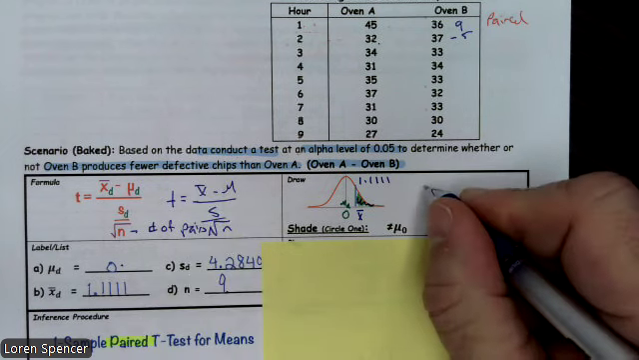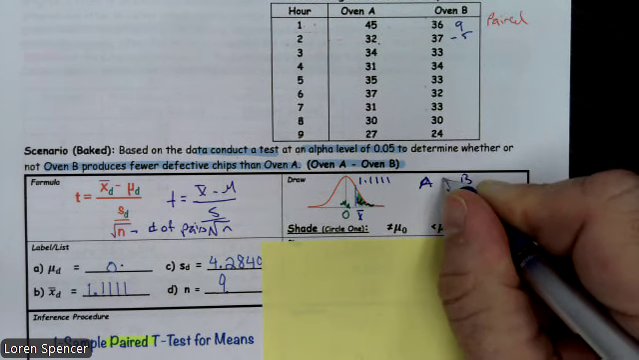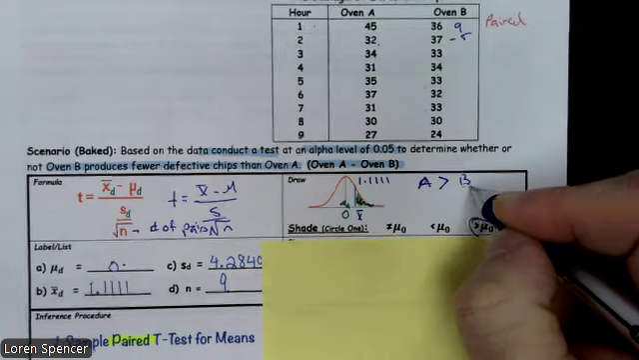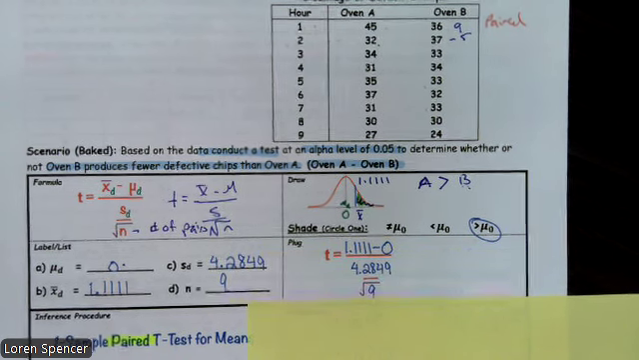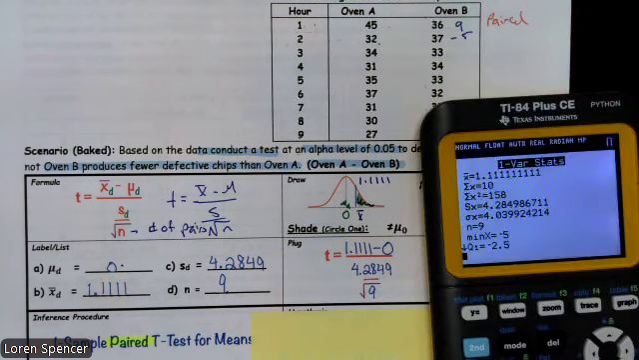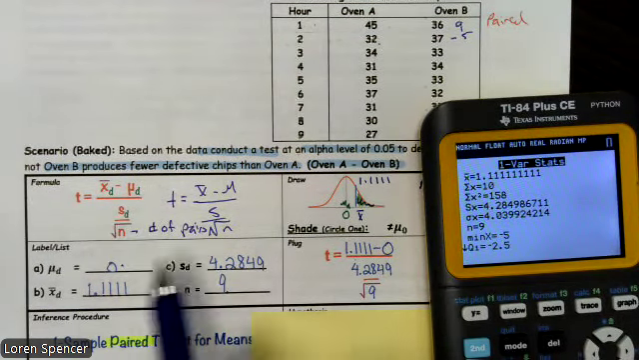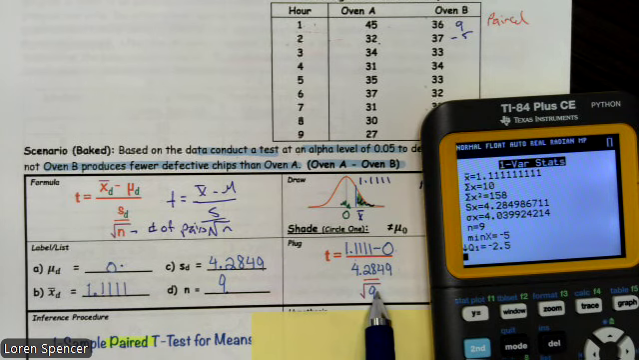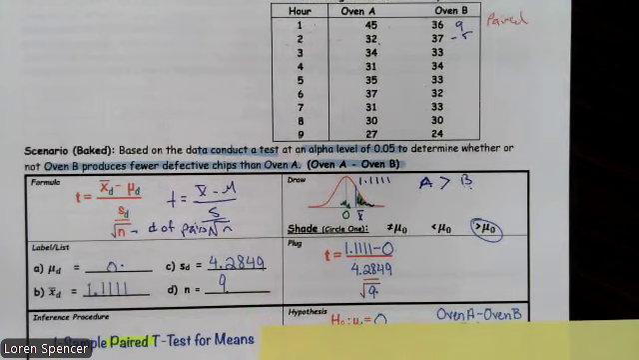So if I'm going to write oven A, I'm going to write A and B, and they're saying, hey, we expect A to have more than B, B to have fewer. It's like, oh, that's less than. That's where that came from. So now I need to plug in. Well, there's my sample mean, my x bar being plugged in for the 1.111. There's my population mean. Here's my sample standard deviation. And n equals 9 is my number of pairs. Well, the claim is that it equals 0, that there's no difference.